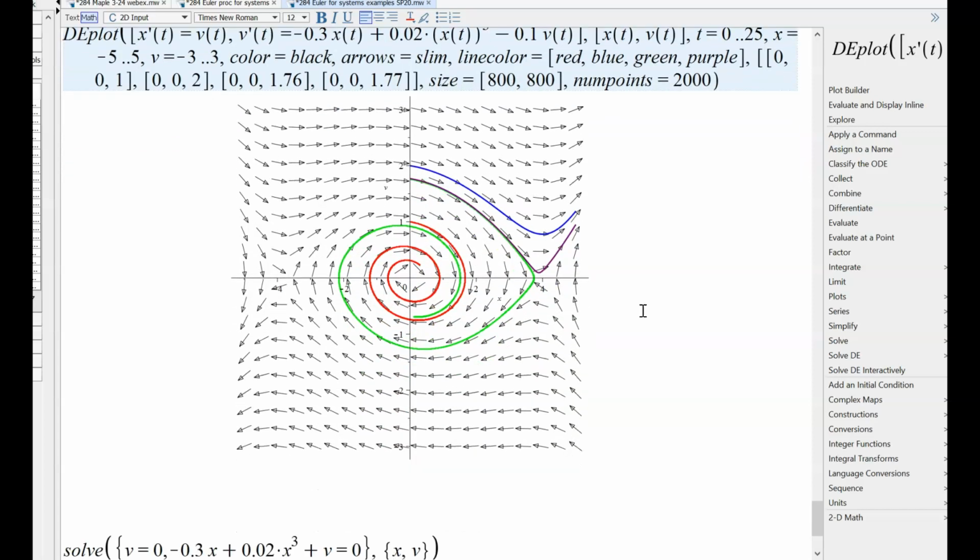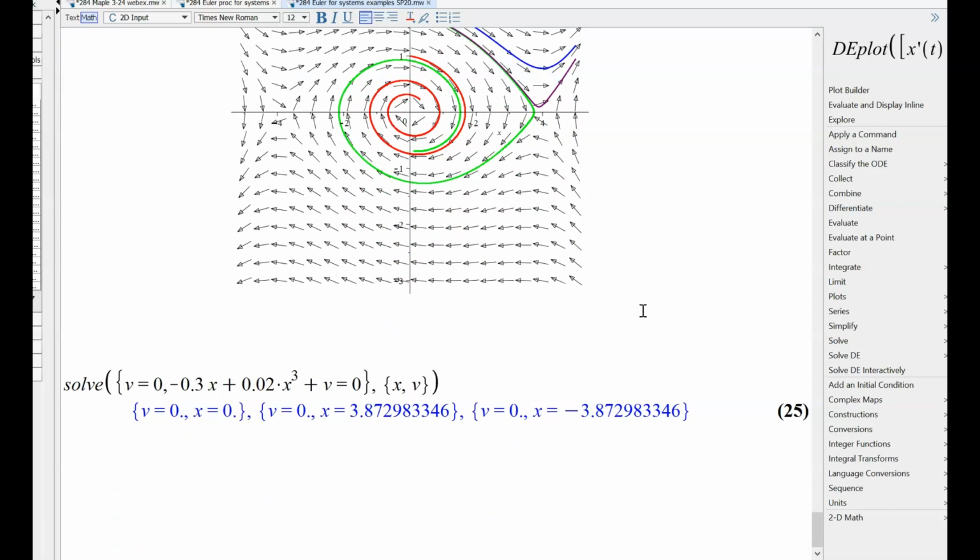Now, just to explore that a little bit, you can actually solve a system. To find the equilibrium points of this system, we take each right-hand side function and set it equal to 0. So that's what I've done here. I've used these curly brackets. Those are set brackets, so the order doesn't matter. We're solving that system of two equations, two unknowns for these two variables, x and v, and we get these three ordered pair solutions.